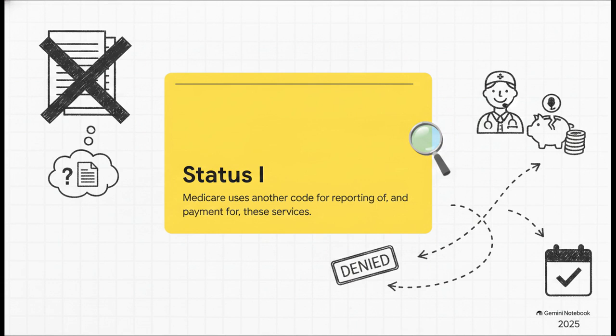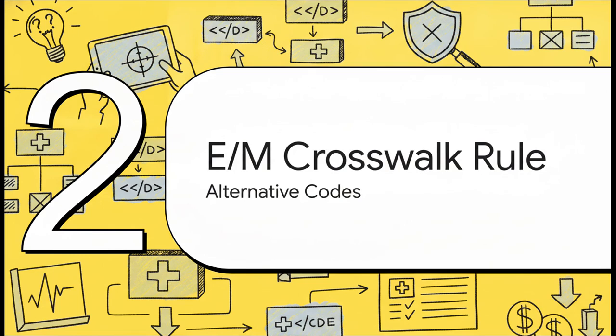It's a dead end. If you drop a 9800 series code on a Medicare claim, it's going to get denied right out of the gate. They are forcing us to use alternative codes to actually get paid for the telehealth work we're doing. Which brings us to Section 2, the Crosswalk rule.